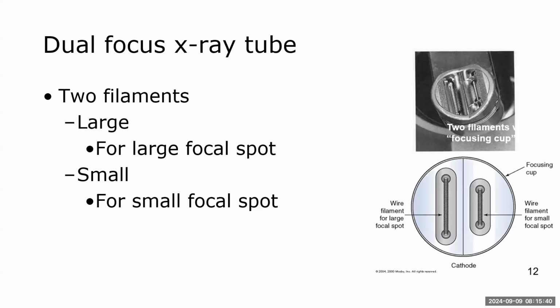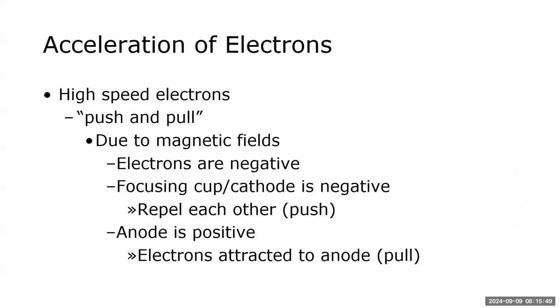And so which one do you think is going to be able to handle more heat, the small or the large? The large, of course. So that's what's going to help us decide which focal spot do we need to choose when we're choosing on the control panel. So we've talked about the boiling off of the electrons. That's the first thing. We talked about the focusing of the electrons. That's the second thing. The third thing is acceleration of those electrons across the X-ray tube.